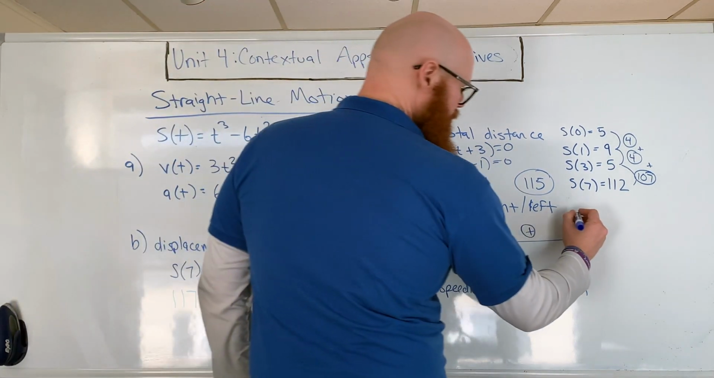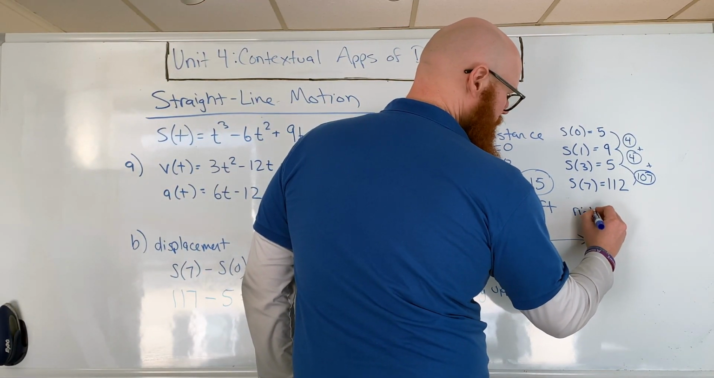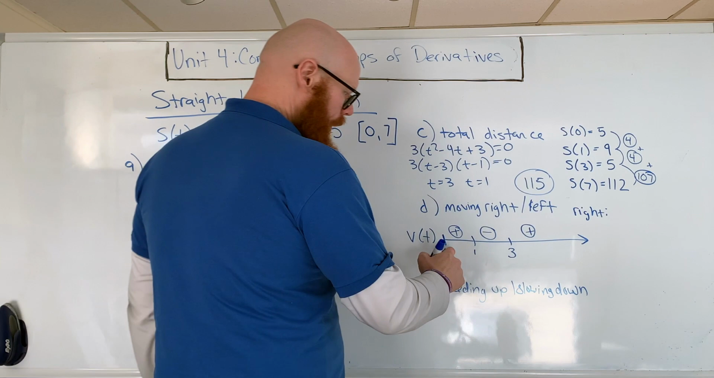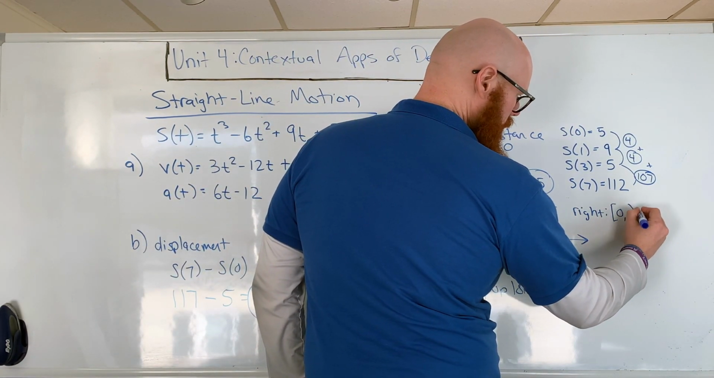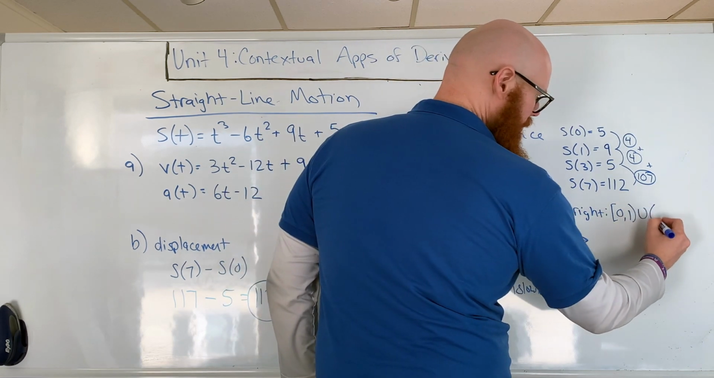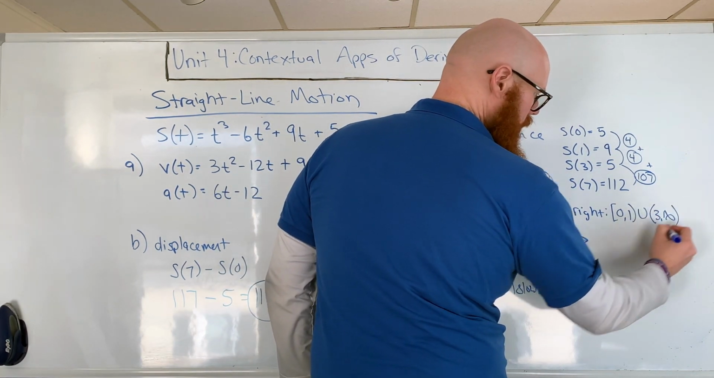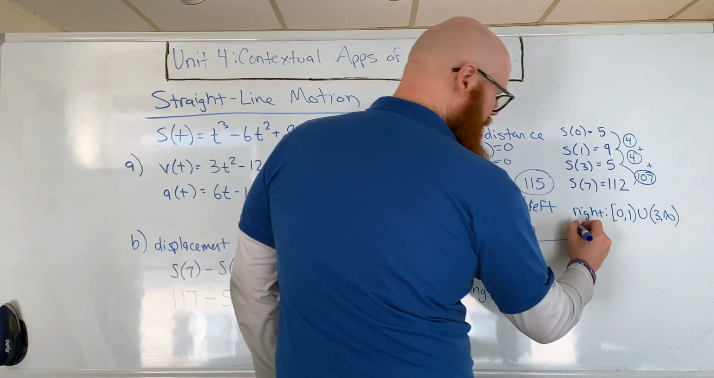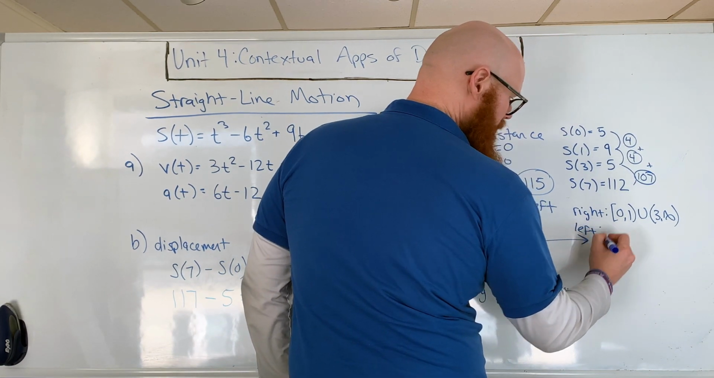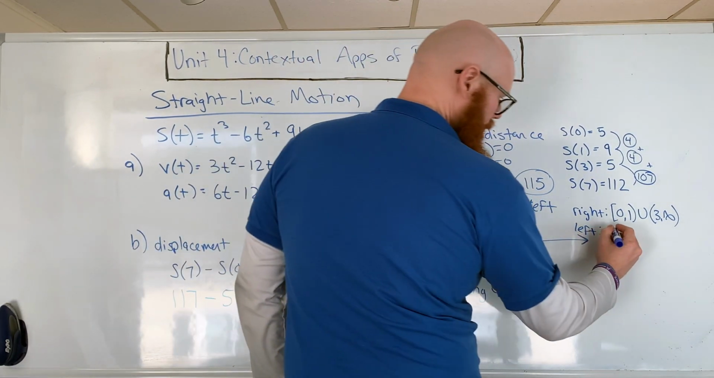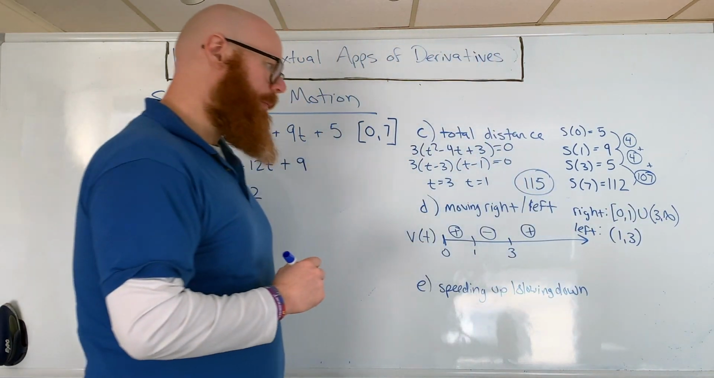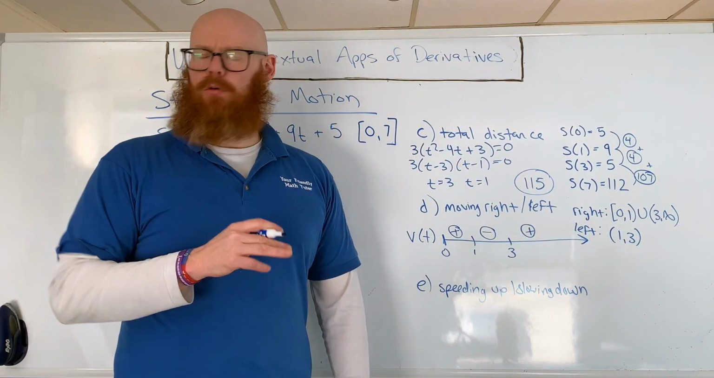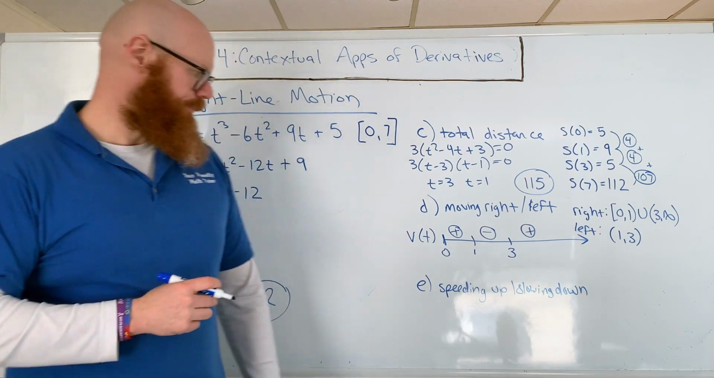So that means it's moving right from 0 to 1, and then again from 3 and on. And it's moving left whenever it has negative velocity, between 1 and 3. Now notice at 1 and 3, the particle is stopped, so it's not moving right or moving left.